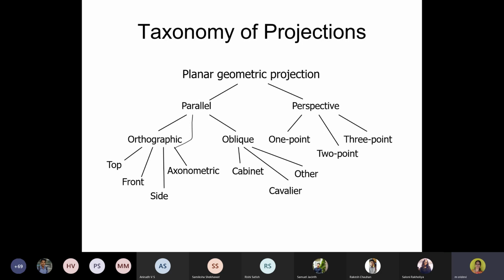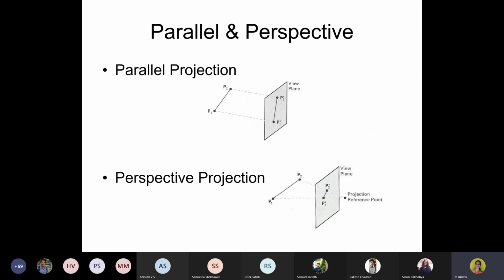Coming to the categories, in the case of parallel projection, the center of projection is at infinity. All the projectors are parallel to each other. You can see these are all the projectors. They are parallel, not converging at any point. In the case of perspective projections, the center of projection is at a finite distance, and the projectors are not parallel.